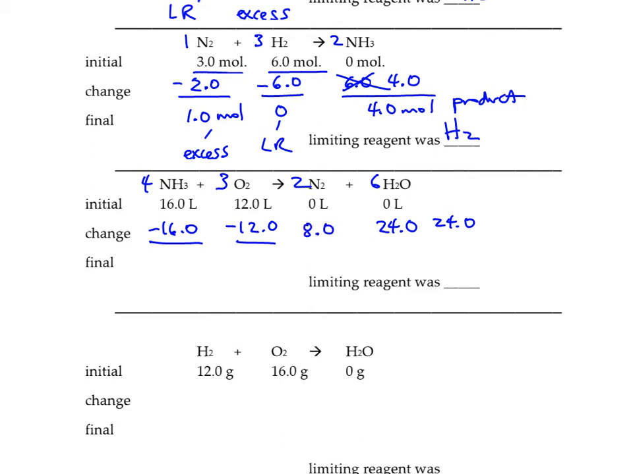So the point is that both of these ran out at the same time, and therefore they were both the limiting reagent, and you made 24 of this, 8 of that, and none of the reactants are left over.